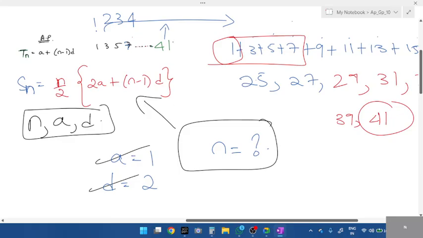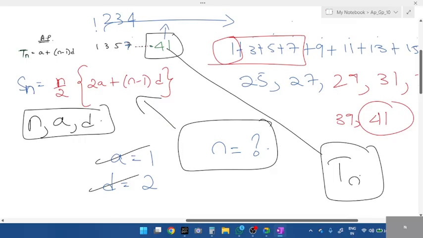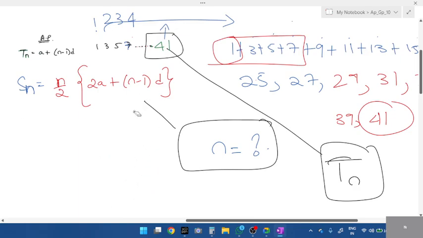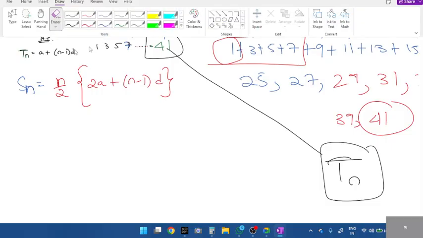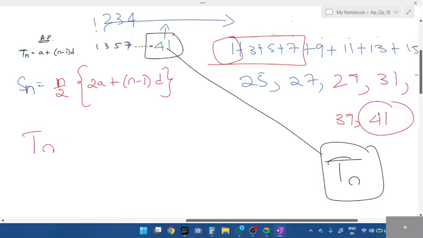So if you directly try to use this formula, you won't get the answer. This 41 is nothing but T of N value. Okay, T of N value. This is T of N. Remember this. Now, in order to find the sum, you can't use this formula to find the answer. Before this, N is missing here. So what you do is, first let us use T of N formula to find N value. T of N is equals to A plus N minus 1 into D.